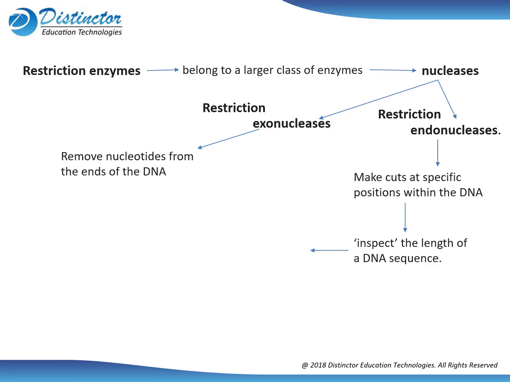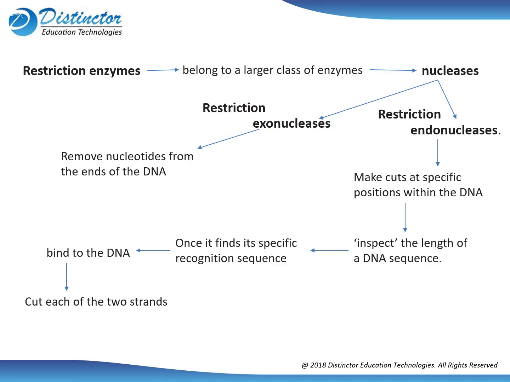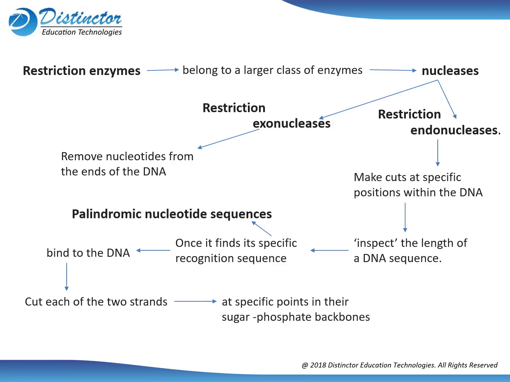They inspect the length of a DNA sequence, and once they find a specific recognition sequence, they bind to the DNA. Once they bind, they cut each of the two strands of the DNA. They cut at specific points in the sugar phosphate backbone. The sequence that is recognized by a restriction enzyme is called a palindromic nucleotide sequence.